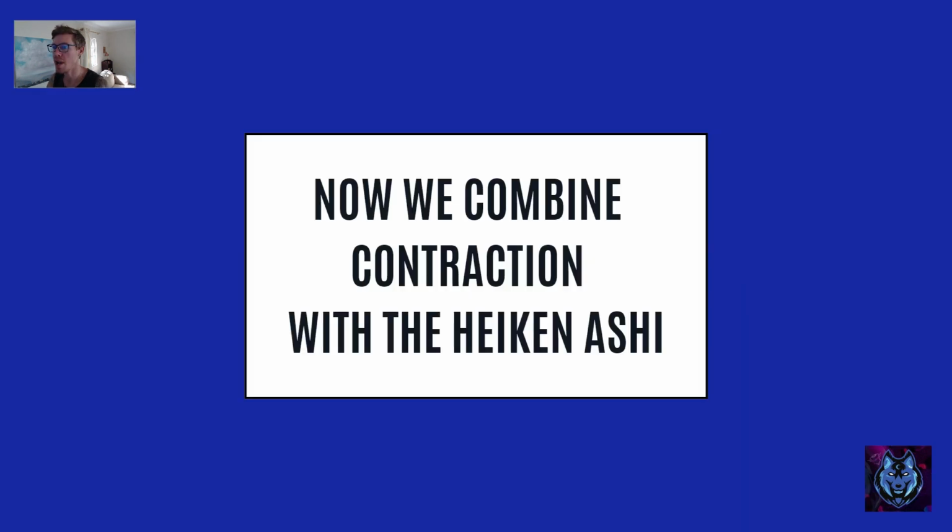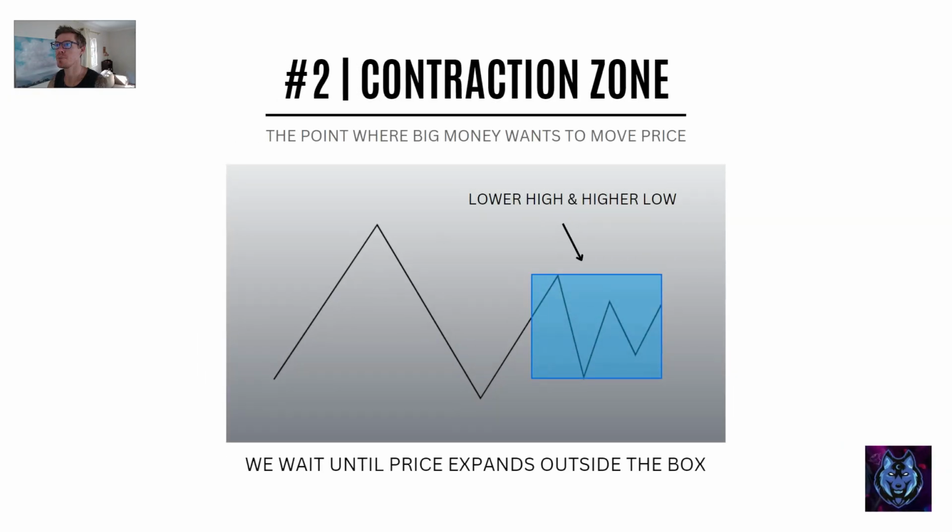Now we combine the contraction with the Heikin Ashi. Number 2, contraction zone. The point where the big money wants to move the price. So as price starts constricting and contracting into this squeeze, as we see a lower high and a higher low, we draw a box around that. And that is the start of the contraction phase.